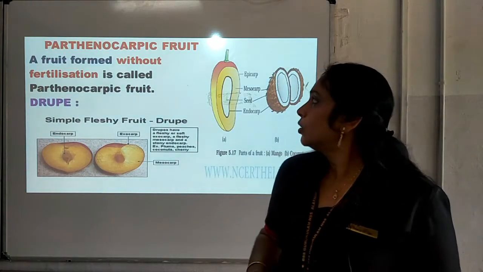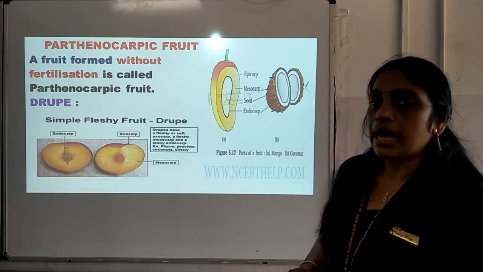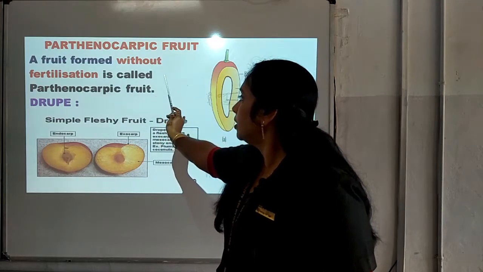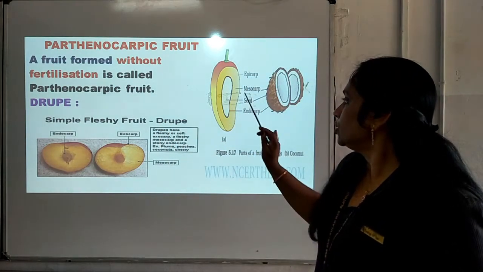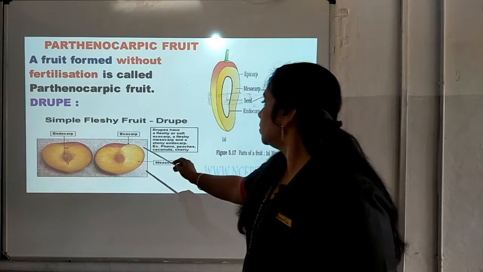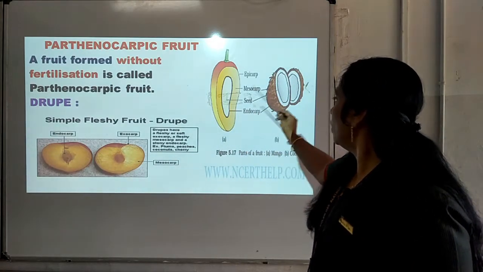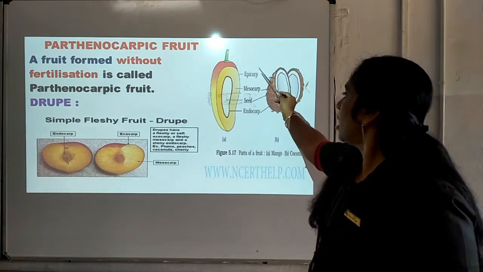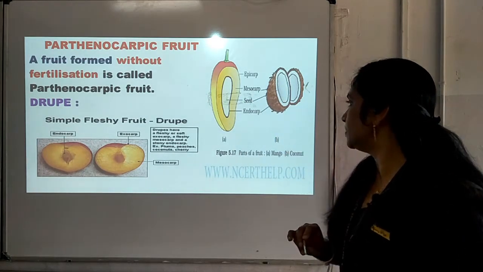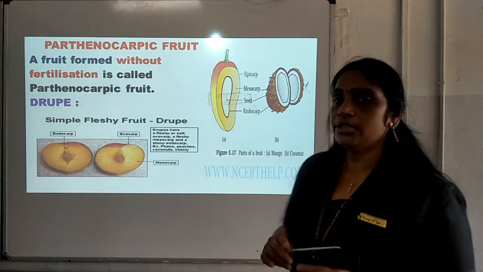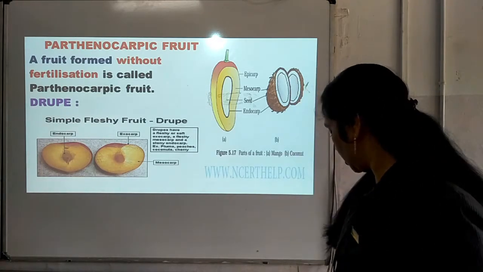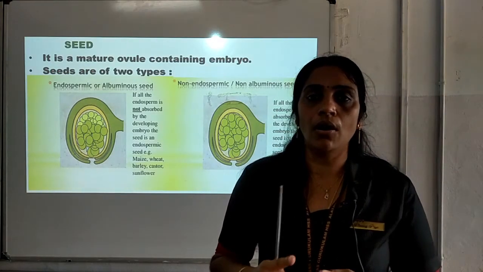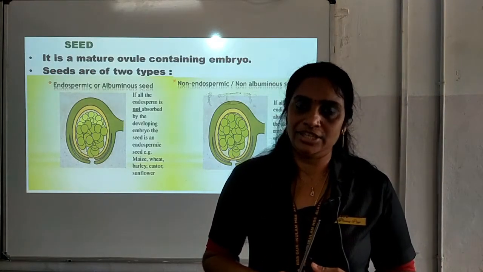Next we have understood about parthenocarpic fruits. A fruit formed without fertilization is called a parthenocarpic fruit, and related to drupe again we understood that mango as well as coconut is an example of drupe, where epicarp, mesocarp as well as endocarp are present. So, that is related to parthenocarpic fruit, which is again very important, my dear children. So, that is all about the previous session.